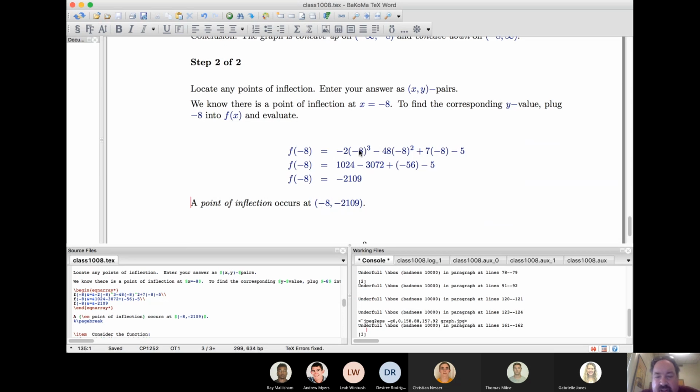So watch your signs when you're plugging in negative values. Like here we have minus 8 cubed. That's going to be a negative value, but then times minus 2 will give you something positive. Whereas minus 8 squared, that is positive, but then times minus 48 will give you negative. But a lot of sign mistakes happen here.